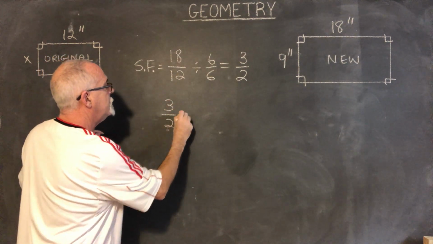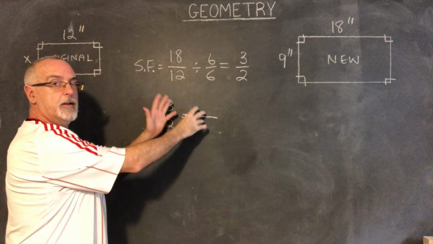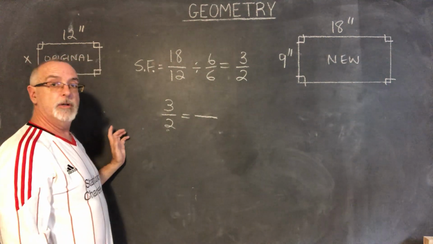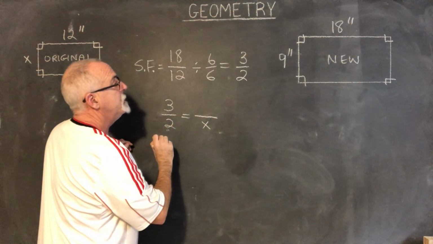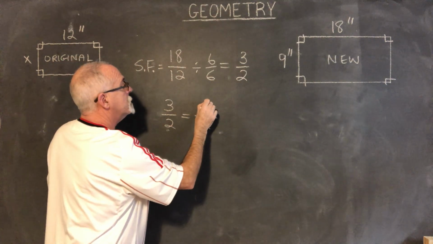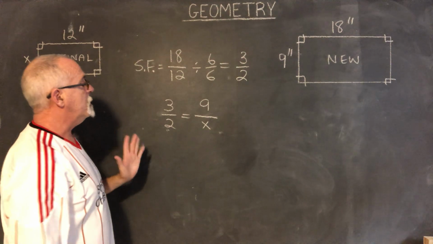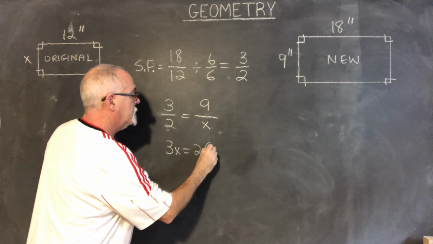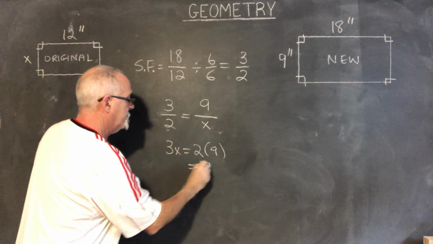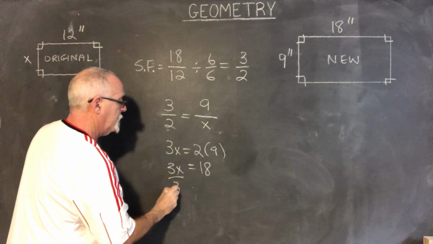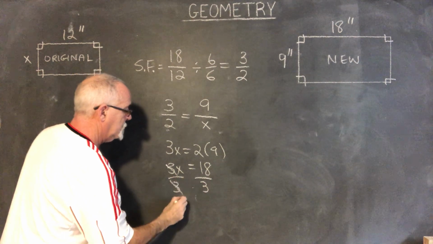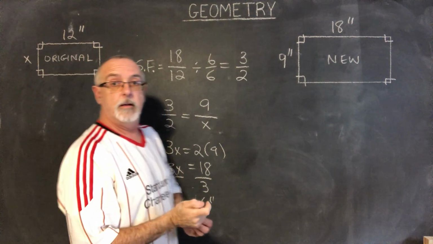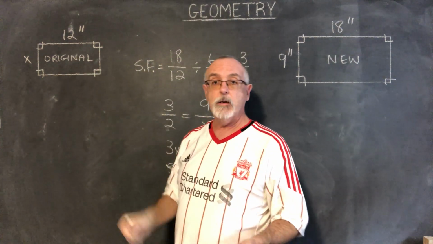3 over 2 equals, get ready, draw the skeleton of your problem. Now the x is from the original, which means I'm putting it on the bottom. And the 9 inches is from the new, that goes on the top. Cross multiply and solve. 3x equals 2 times 9, which is 18. And when I divide both sides by 3, cancel to isolate my variable, 6 inches is the length of x. Side x is 6 inches.